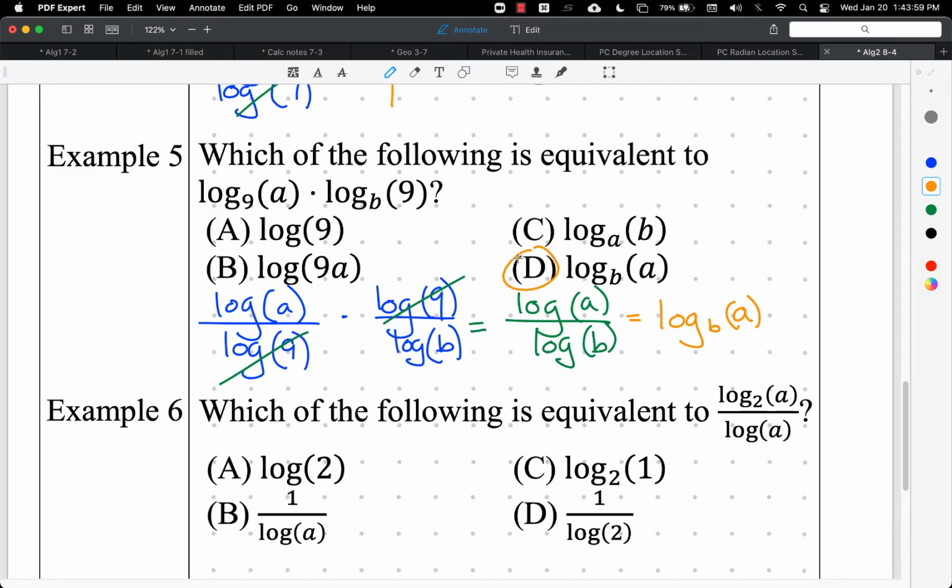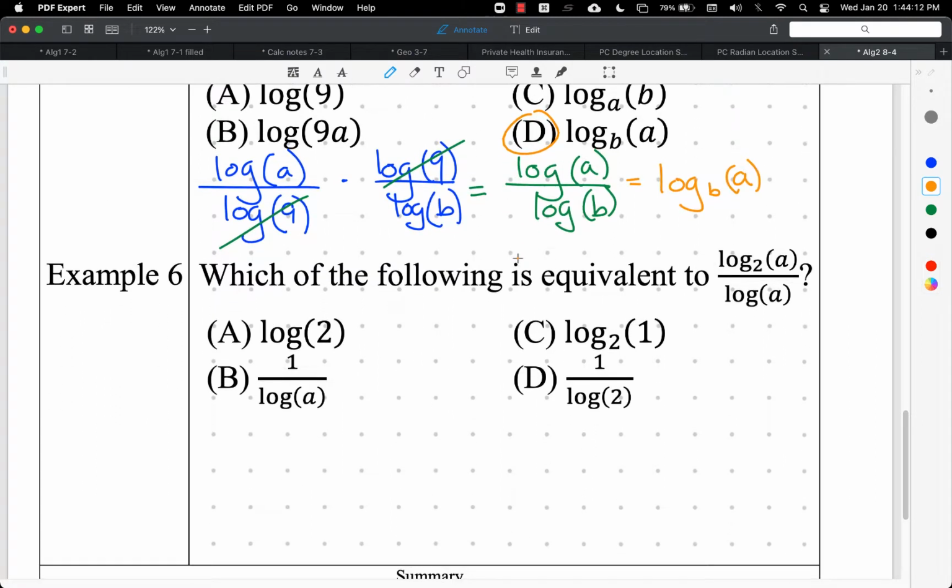How many people also saw that it was change of base formula backwards? Give yourself a pat on the back. Good job. Because those are hard to see. Like it took me a while before I could see them too. So don't feel bad if you don't see them yet. You will eventually see them with practice.